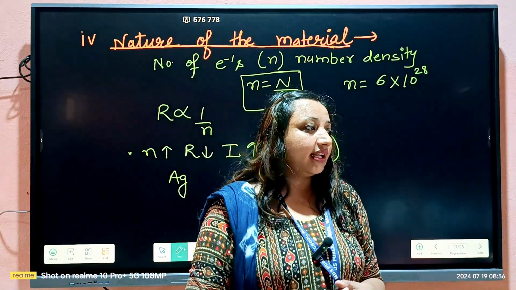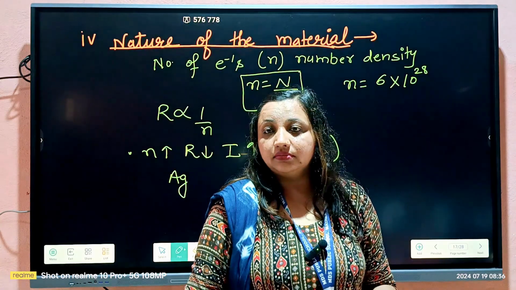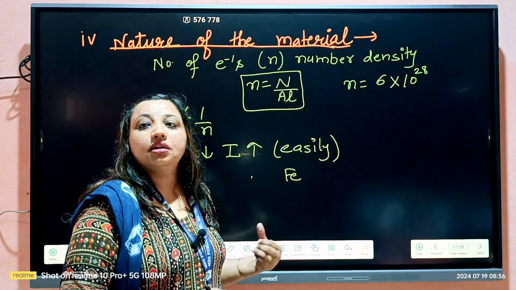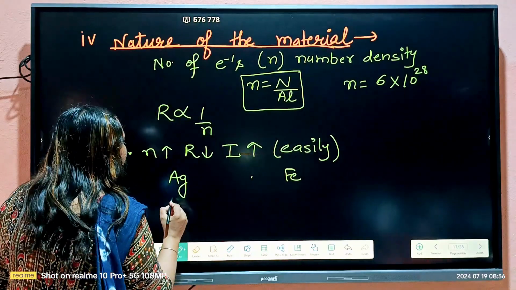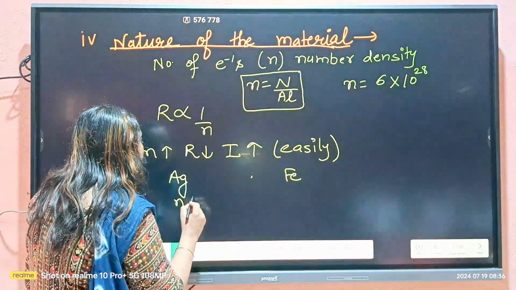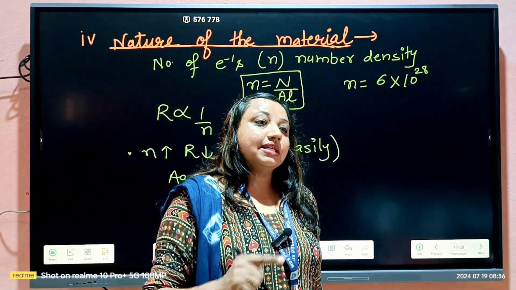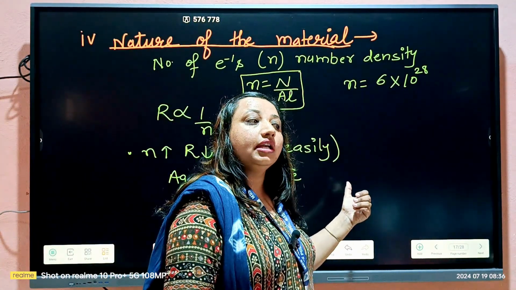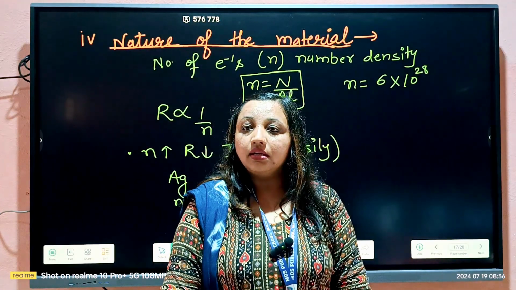Through both current can easily flow, but whose conductivity is greater? Silver. Why? Because the electron density, or the number density of charge carriers, in silver is greater than that of iron. Understand this, na?